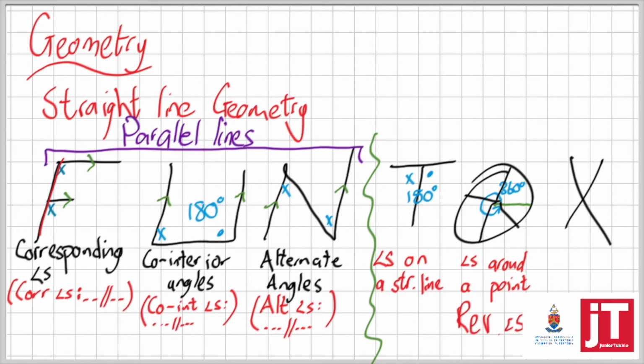Now, let's look at the X as our last one in FUNTOX. Okay? So, the X says that the angles are vertically opposite. Think about looking your mate in the eye. If I can look someone directly in the eye, it means we are the same height. Now, this is the same with angles. If I've got an X, the angles opposite one another must be the same. And we are going to call this vertically opposite angles. Not just opposite, but vertically opposite angles.